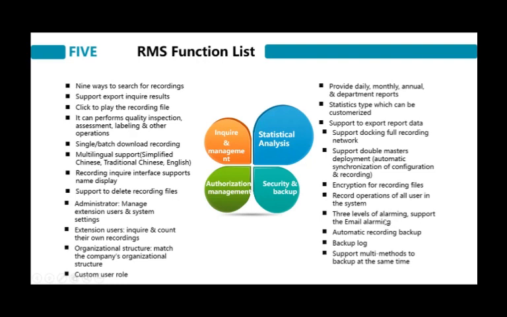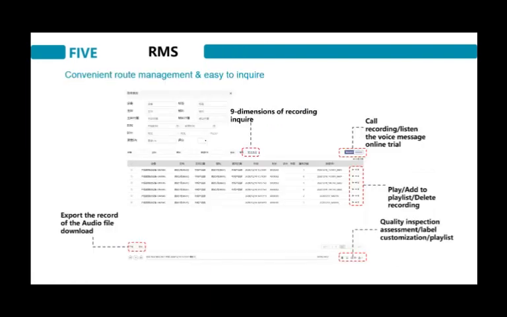There are 3 levels of alarming support and an email alarming system, and it has automatic synchronization for the backup servers, and also does the backup log and supports multiple methods for backup at the same time. I think these are more on security, on authorization, and on statistics. RMS has all those functions. So we really recommend using RMS for enterprise level solutions.